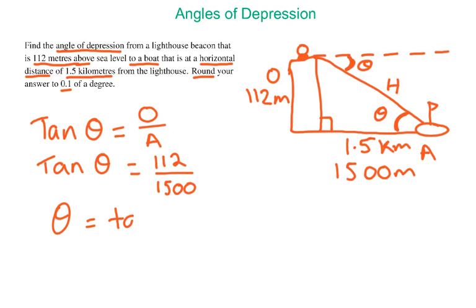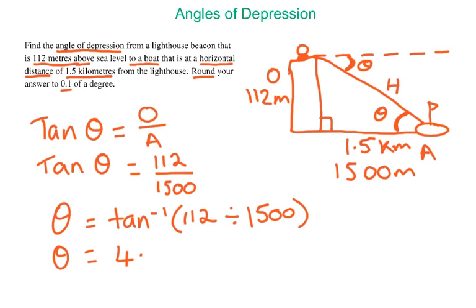So tan minus 1, bracket, 112 divided by 1,500, and then we want the answer to the 0.1 of a degree, so this will be 4.3 degrees when rounding correctly. And that is my angle of depression.